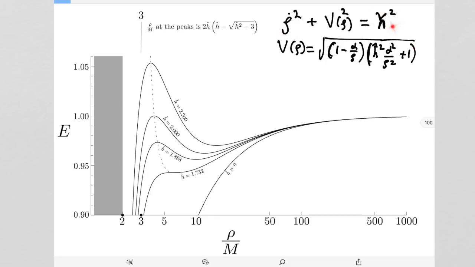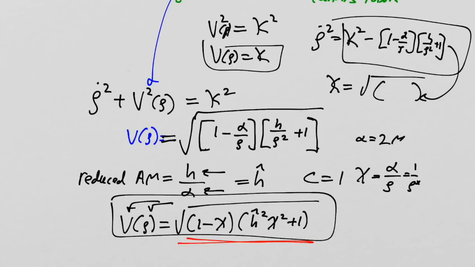And this k squared is this energy per unit rest mass, which we call E on this axis. So this could be understood as kappa. And then down here, I have rho over m. This equation here is the same as this equation here, where I've already made the replacement alpha over rho. It's alpha over rho, right? So I've made that substitution back into here, but I've kept the reduced angular momentum.